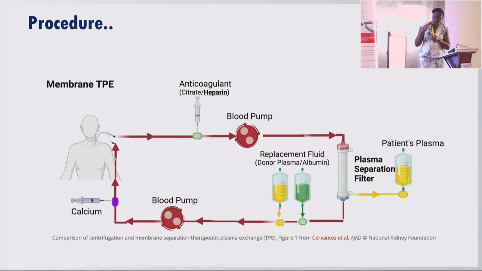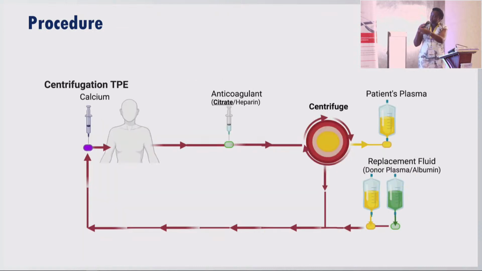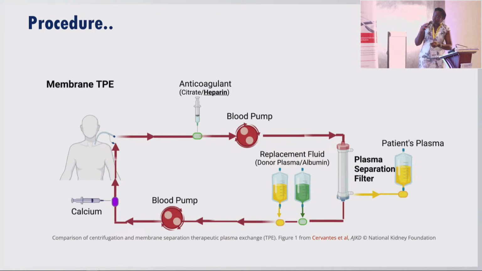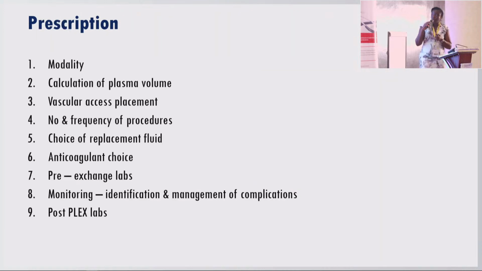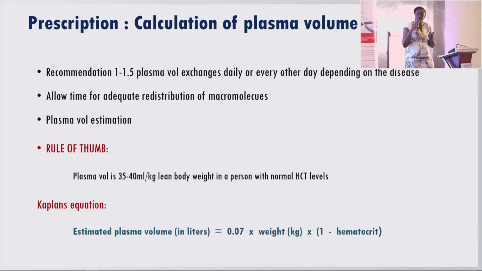So the first one was centrifugal. You can see it's going into the centrifuge, and then this is typically how we do hemodialysis, but now you remove the plasma. So I had talked about this double plasma filtration, and now onto the prescription. We've talked about the modality, either centrifugal or membranous, and you have to calculate the volume. A rule of thumb is that for every patient, you estimate 35 to 40 ml per kg of body weight in a person who has normal hematocrit will give you the plasma volume.